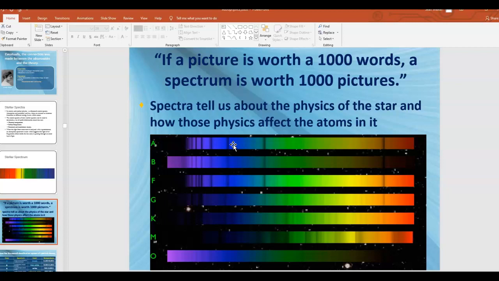So here is an example of some different spectra for different stars, and not every star looks the same. If we look at the spectra for some stars, we see they have more red. If we look at spectra from other stars, we see they have maybe more blue or more violet. And so this gives us a way to classify stars based off of the lines that we see and the relative intensity of the different lines.